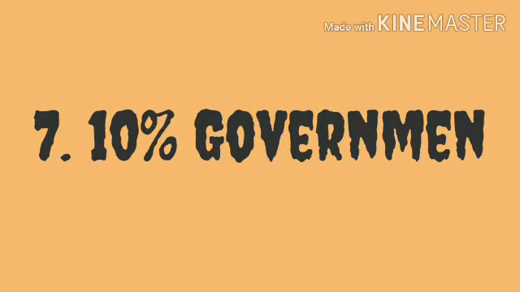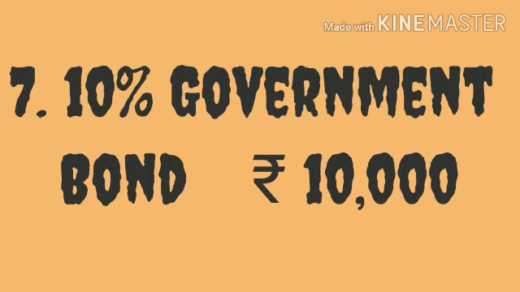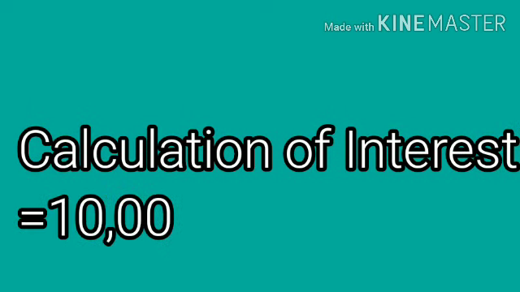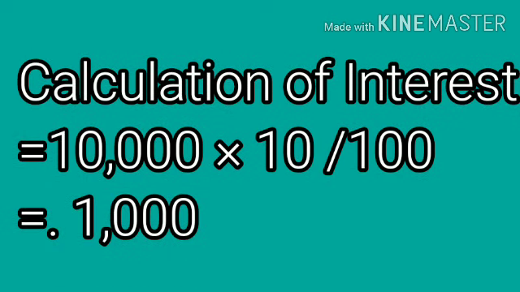Next adjustment, number 7, 10% government bond. For example, 10% government bond is rupees 10,000. So, first calculate 10% interest on government bond. That is, government bond is equal to 10,000 into 10 divided by 100 is equal to 1,000 rupees. 1,000 interest receivable on government bond.